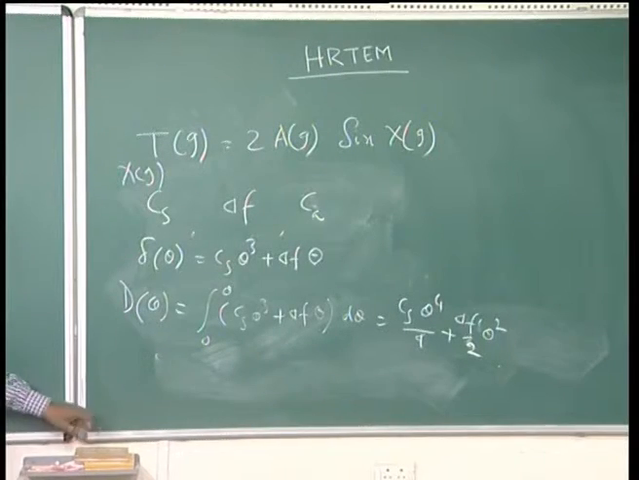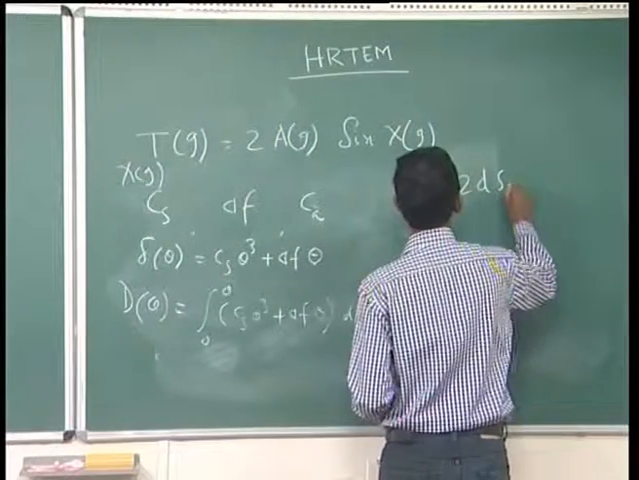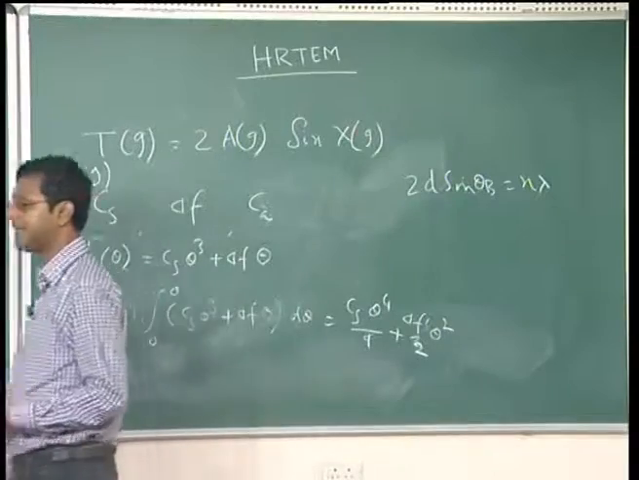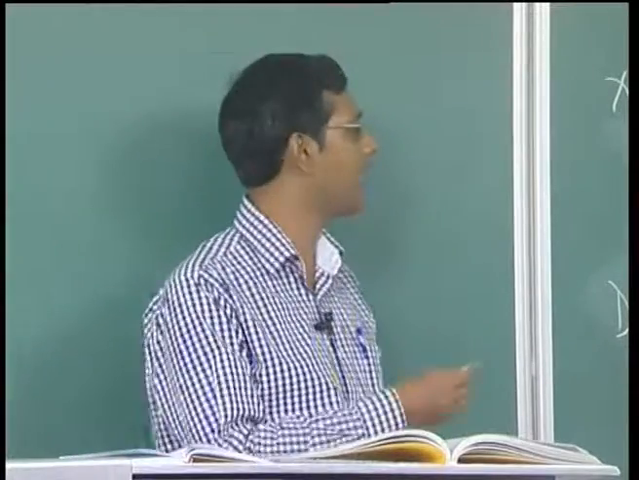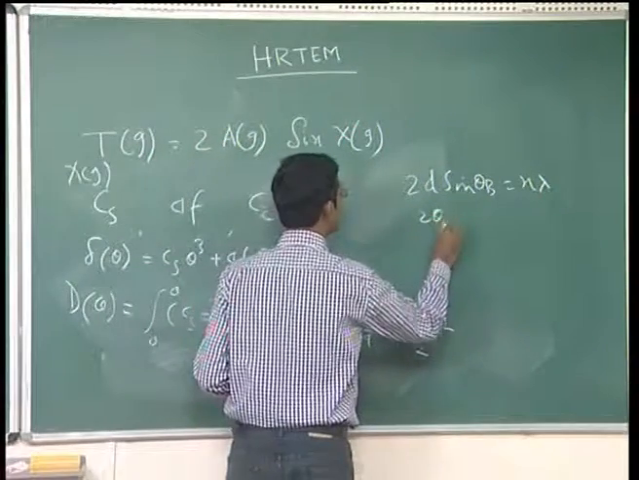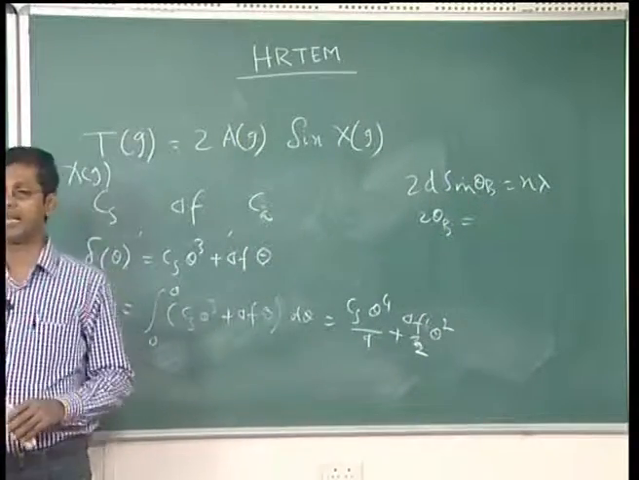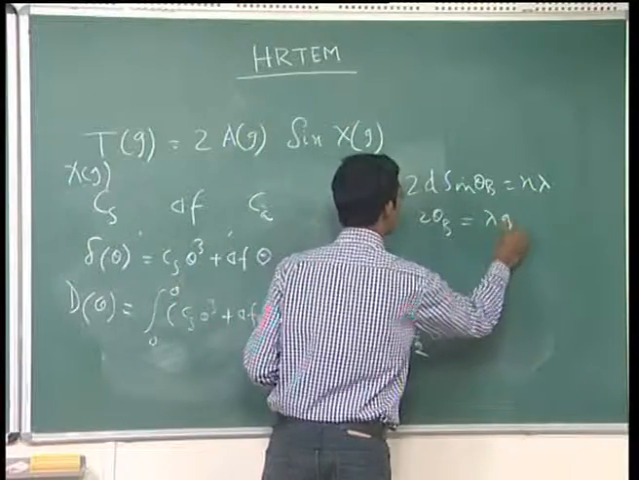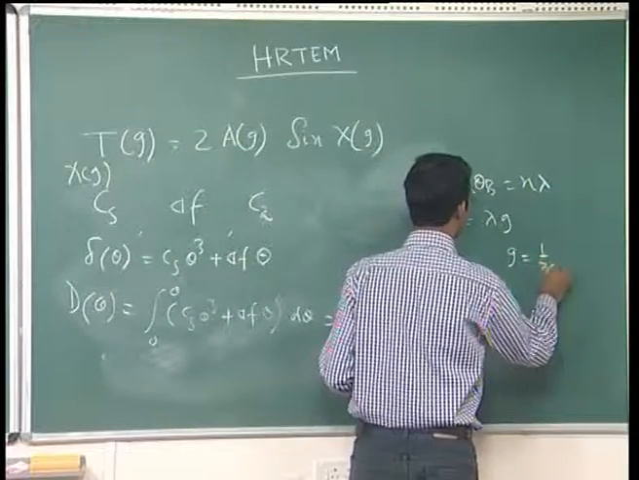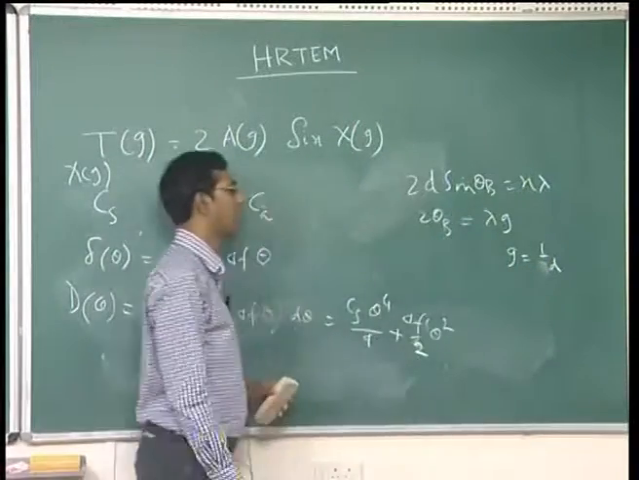Now, from Bragg's law, we can very easily write 2d sin theta B equal to n lambda. So, for a normal TEM microscope, we know theta is very small. If theta is very small, then sin theta is almost equal to theta, and we can write very simply theta equal to lambda into g, where g is basically 1 by 2d. You can see that g is the reciprocal space; g is 1 by d actually, which is the reciprocal lattice vector.